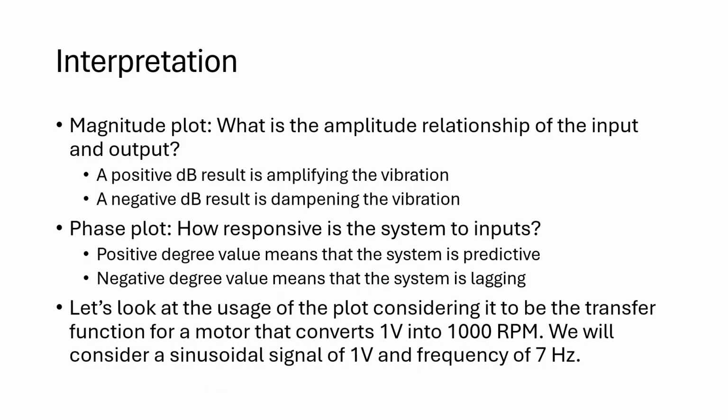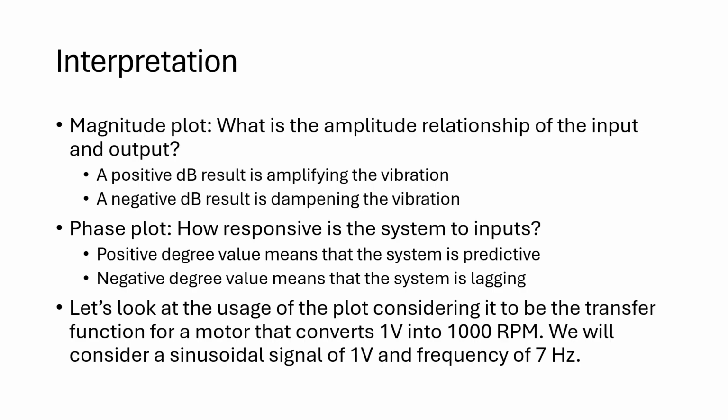And so it's fine to have a Bode plot, but we'll touch a little bit on what some of the interpretation is for that Bode plot now. So what the magnitude plot really is saying is it's telling us what the gain is between the input and the output of our transfer function. And so what we see is that a positive decibel result would be amplifying the vibration that's being passed into the system, and a negative decibel result would be dampening.